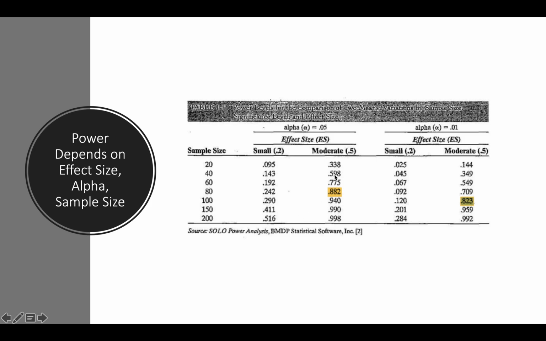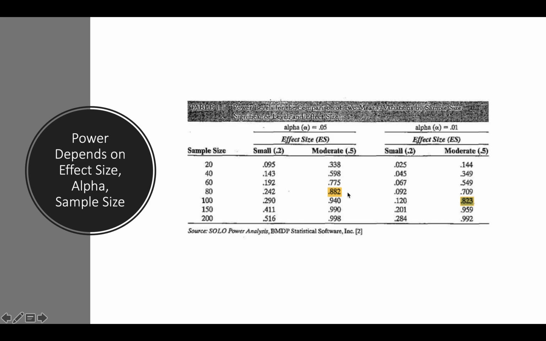So let's take, for instance, about 0.3 power, right? So this is 1 minus beta, or power. 1 minus beta here, in this case, is 0.3. Well, if we have a moderate effect size, to get a power of 0.3, we only need about 20 people. On the other hand, if we have a smaller effect size, we actually need a lot more people, somewhere between 100 and 150 people.